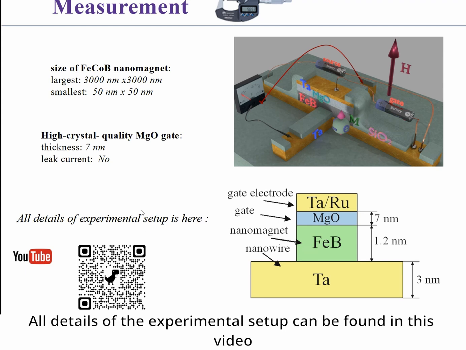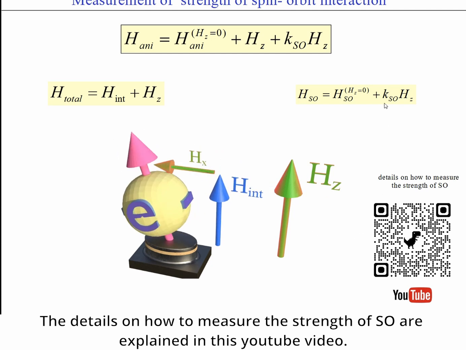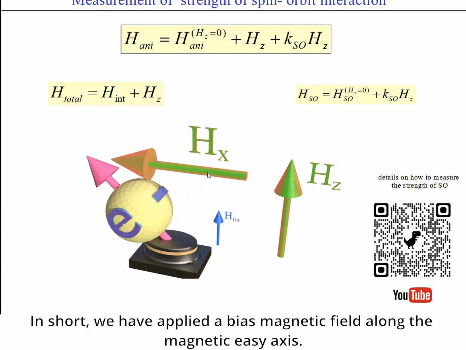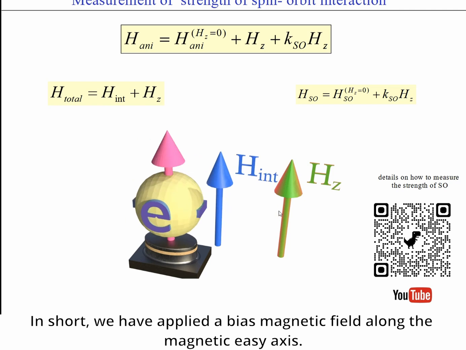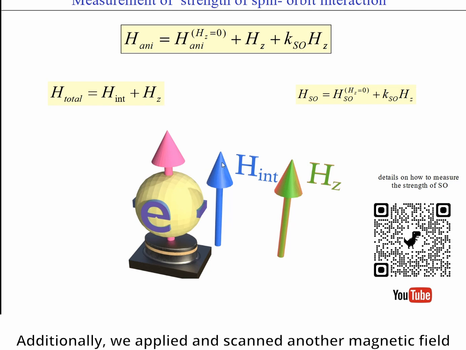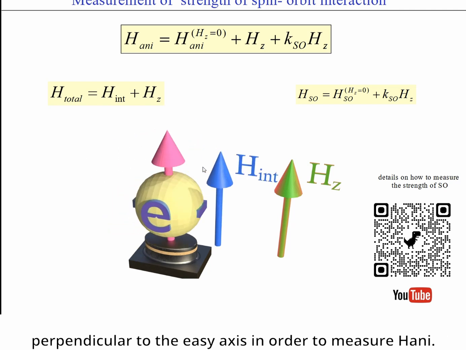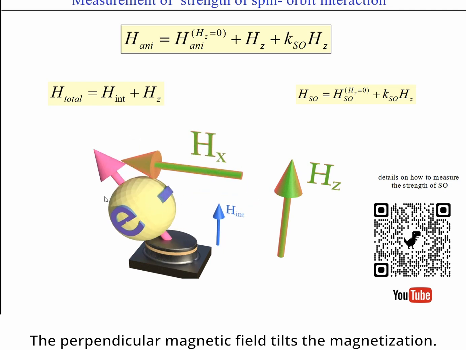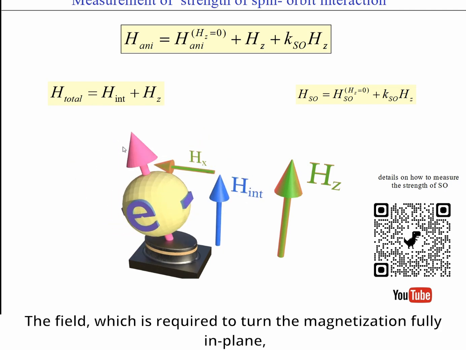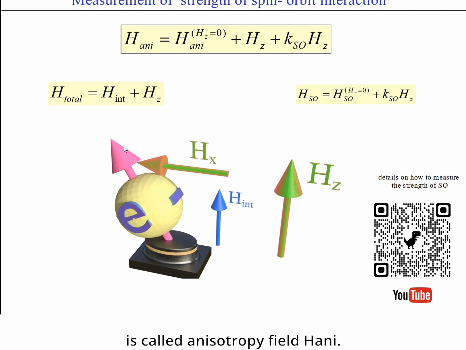All details of the experimental setup can be found in this video. The details on how to measure the strength of spin-orbit interaction are explained in this YouTube video. In short, we have applied a bias magnetic field along the magnetic z-axis. Additionally, we apply and scan another magnetic field perpendicular to the z-axis in order to measure the anisotropy field. The perpendicular magnetic field tilts the magnetization. The field which is required to turn the magnetization fully in plane is called the anisotropy field.